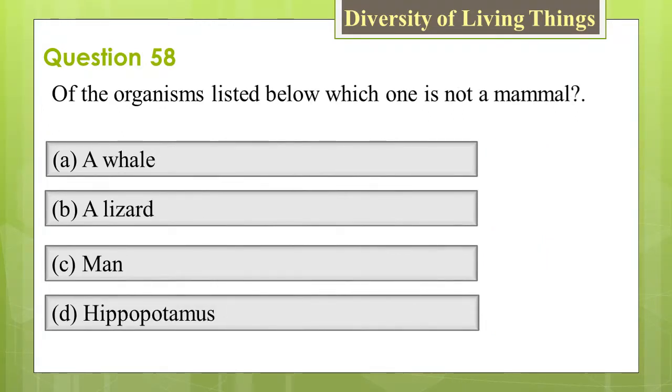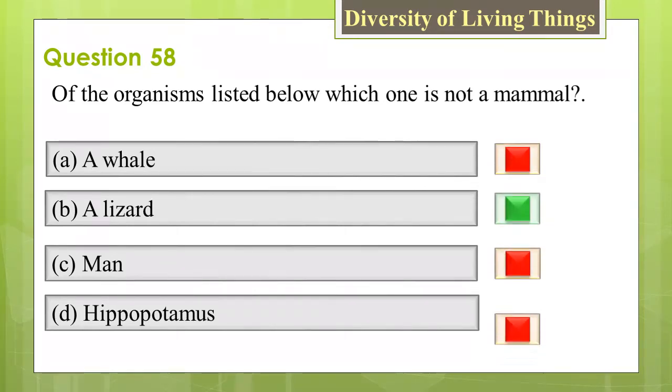Question 58. Of the organisms listed below, which one is not a mammal? A. A whale. B. A lizard. C. Man. D. Hippopotamus. Which of the following alternatives is a correct alternative? The correct alternative is B. A lizard.